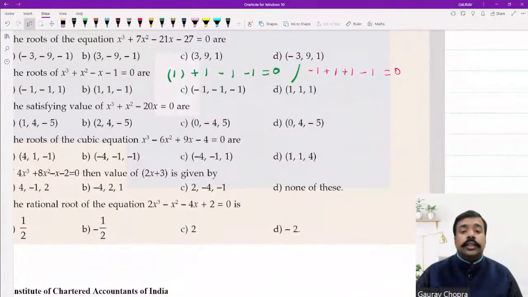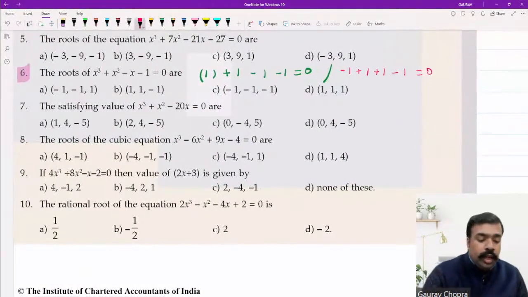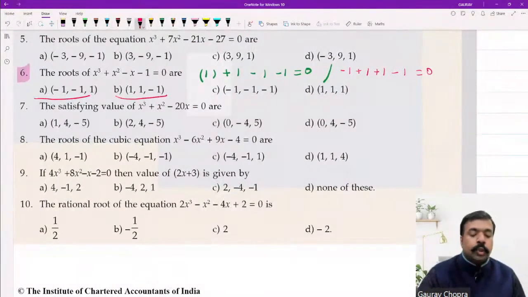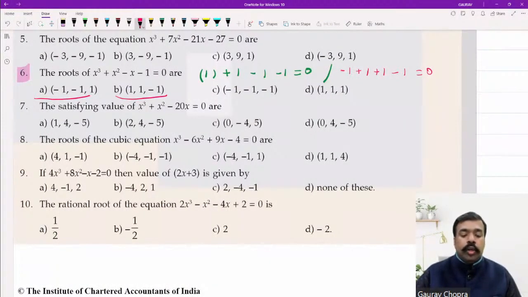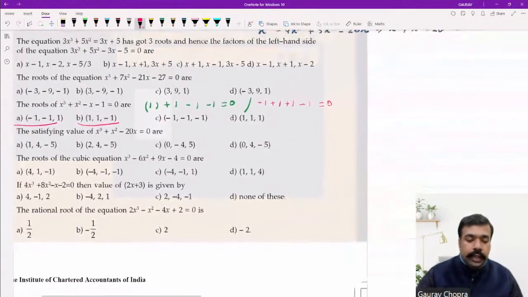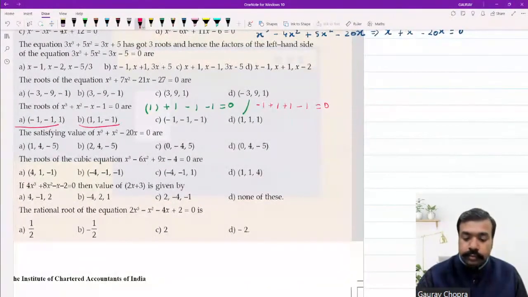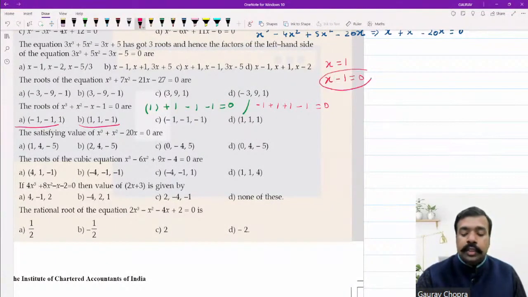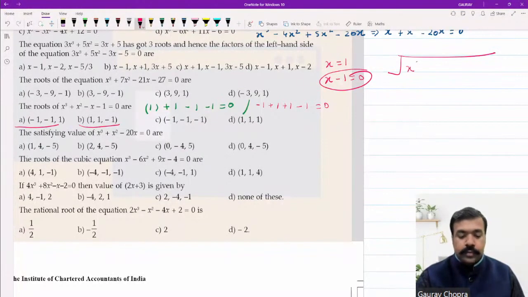So here, since 1 and minus 1 are available in option number A as well as option number B, we have to try a different method. That is, if x is equal to 1, then x minus 1 equals 0. So we will divide them: x cube plus x square minus x minus 1. We are dividing the equation by x minus 1.